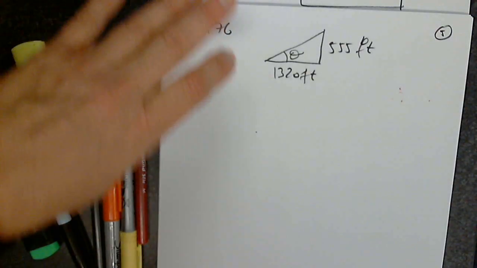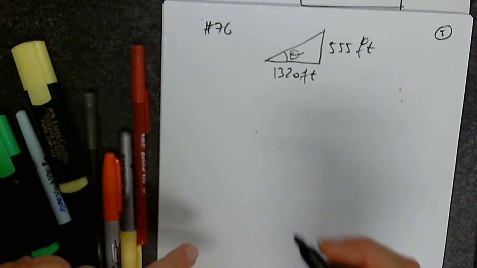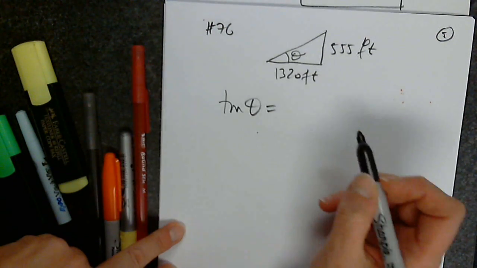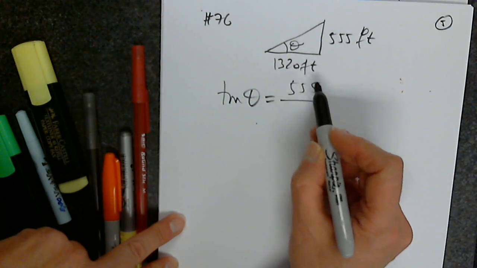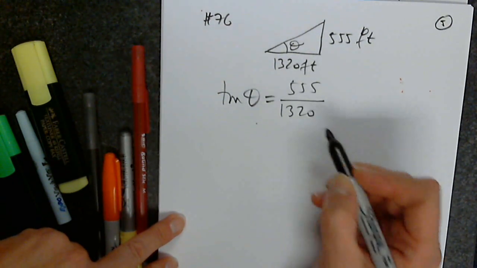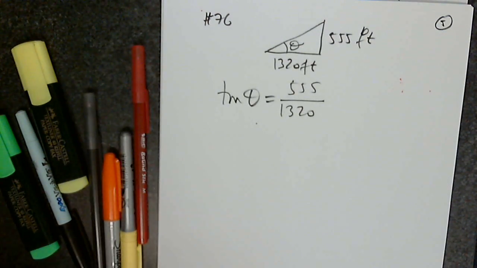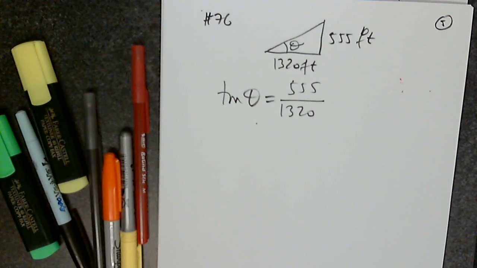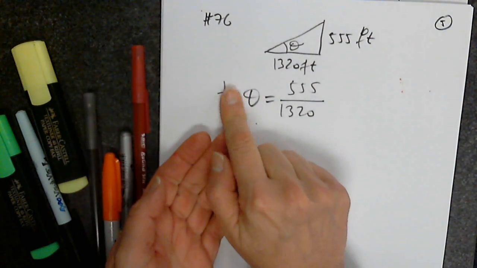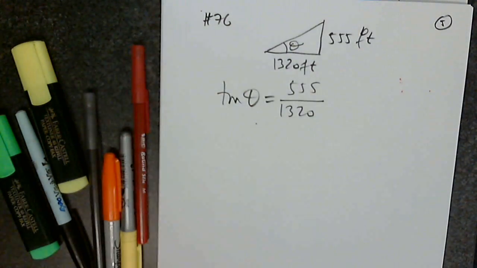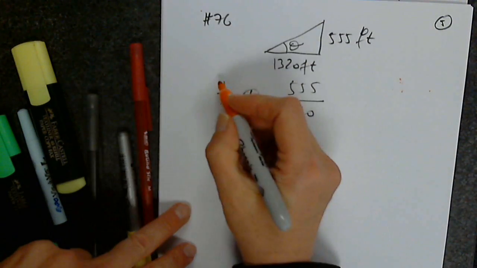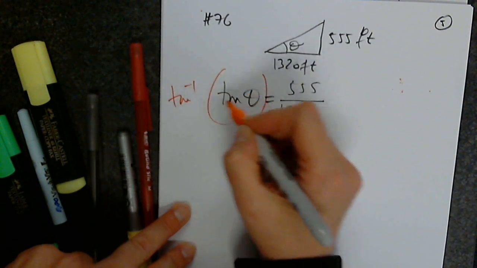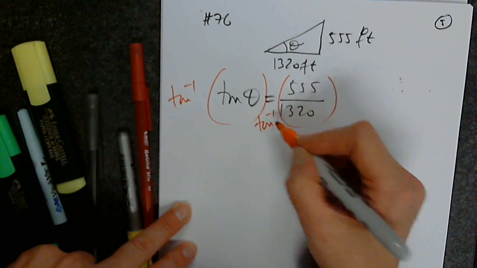What trigonometric function will I apply here? Indeed, what does it equal to? 555 over? Good. Now, how do I determine the angle? What should I do to both sides to eliminate this function? When we want to eliminate the function, we apply its inverse, right? So tangent inverse to both sides.